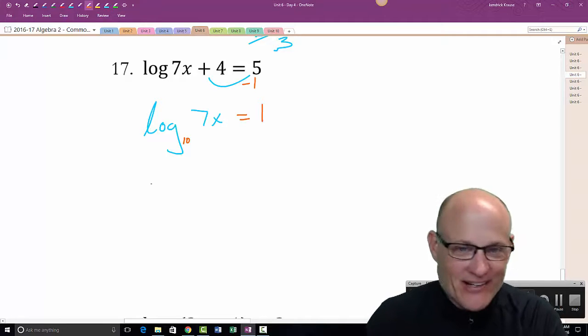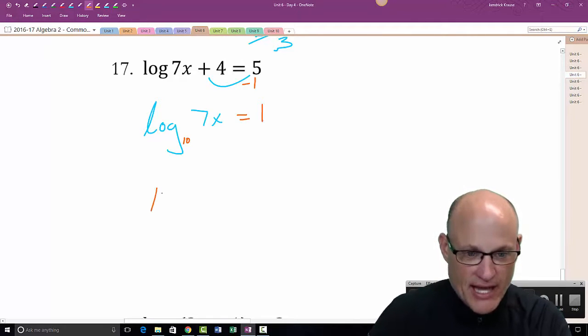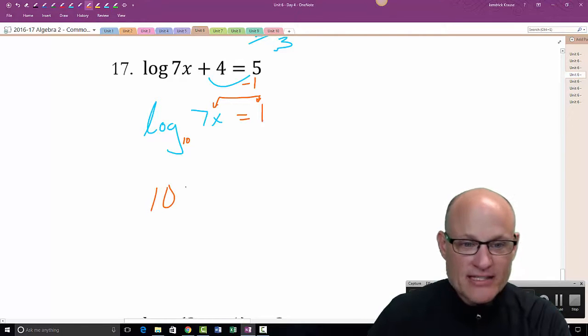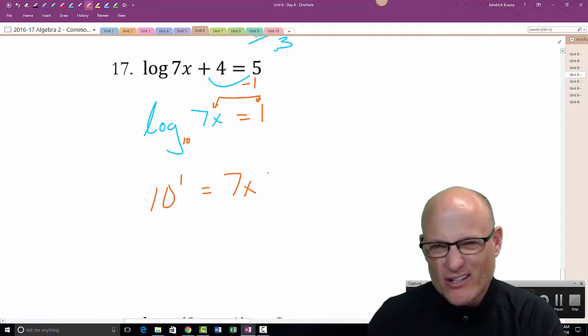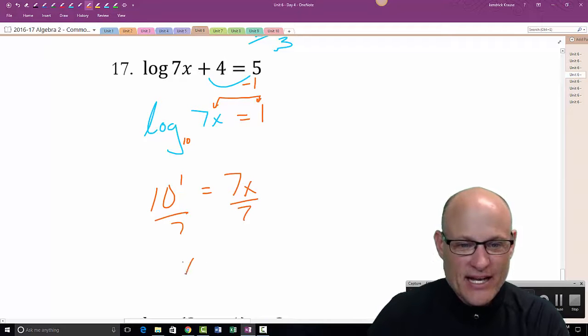So it's all about that base. So write the base down. 10. And these things switch sides. So I get 10 to the 1 is equal to 7x. Well, 10 to the 1 is just 10. Divide both sides by 7, and I get x is equal to 10 over 7.